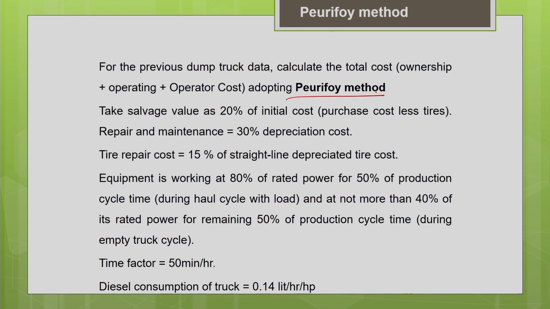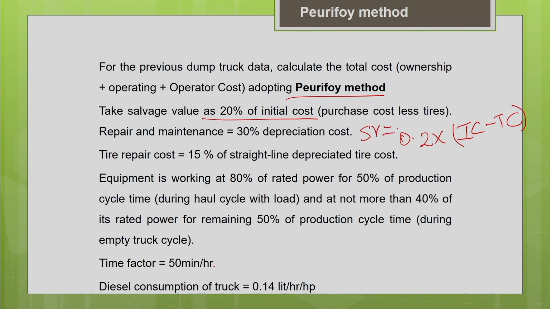In this we have some more assumptions, like we are taking the salvage value as 20% of the initial cost, but excluding the tire cost. Hope you remember the initial cost. The initial cost for this machine was 3 crores, and the tire cost was 11 lakhs. So the salvage value will be 0.2 into initial cost minus the tire cost. That will give you the salvage value.